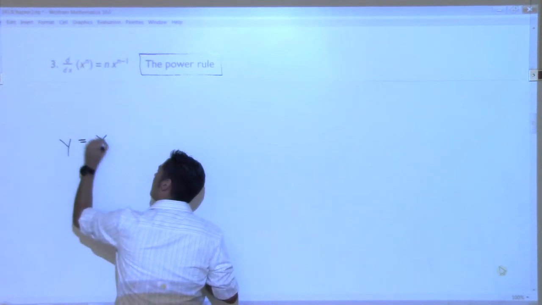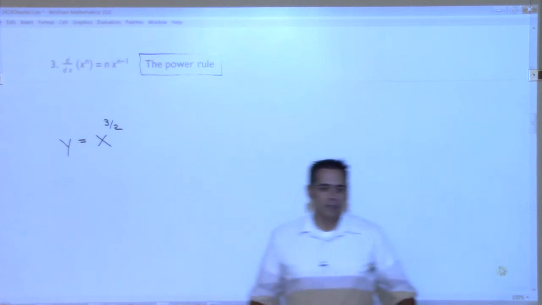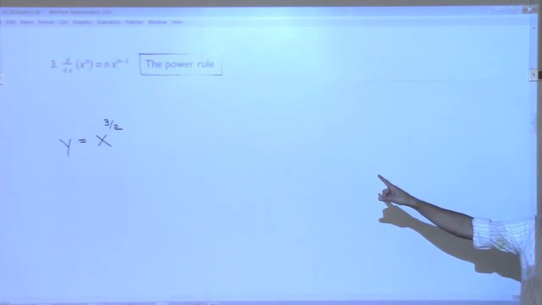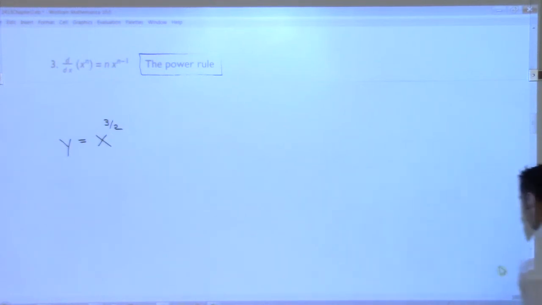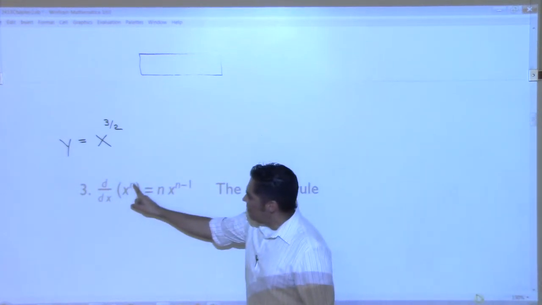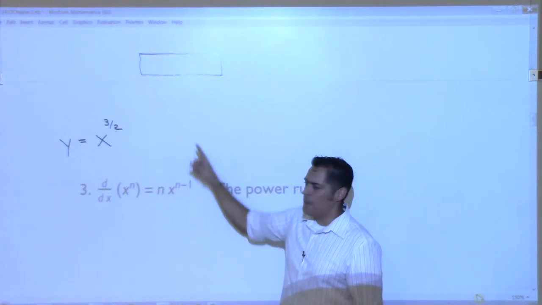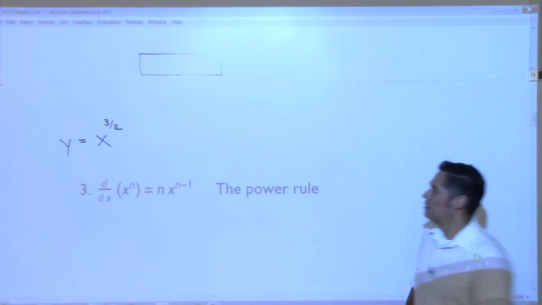y equals x to the, I don't know, how about 3/2? We just did that, didn't we? Now we know what kind of work that took, right, to do it with the limit. But this rule says that if we want to take the derivative of this, all we have to do, and I'll put the rule down here, is take the n that's out here, bring it out front. See that? And then subtract 1 from the power. And you're done. So let's try it.